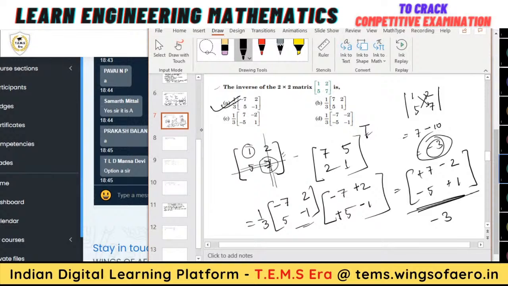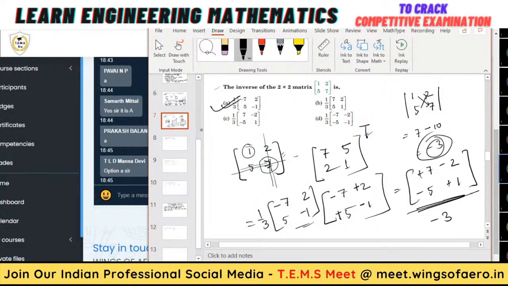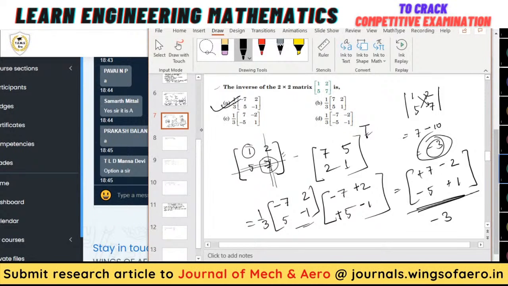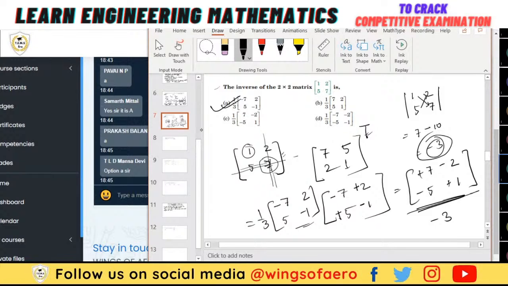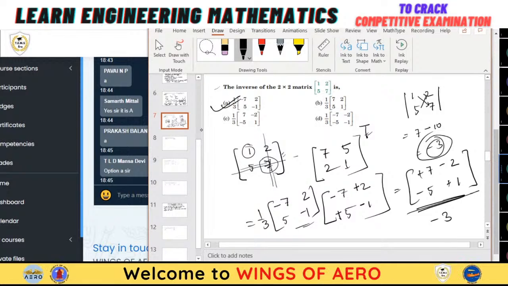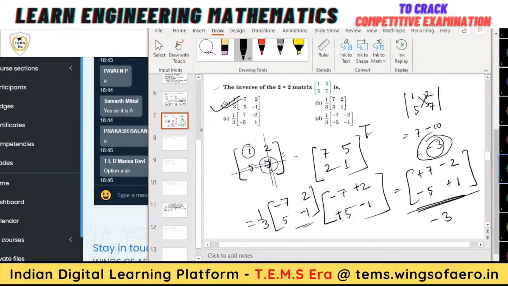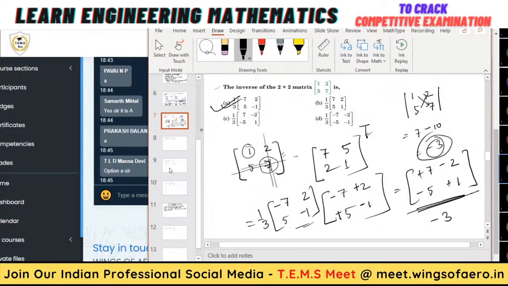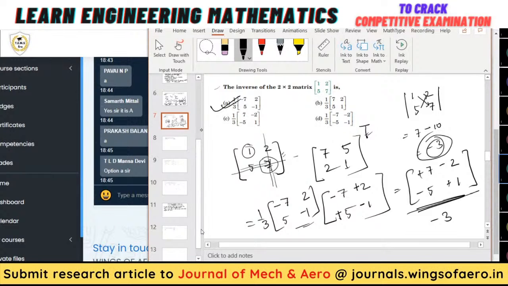Sir, why should we not assign the signs before taking the transpose? Basically, the cofactor is minus 1 raised to the power i plus j, row i and column j. So the sign should come at this point, when you get 7 5 2 1, and then after taking the transpose, it should be option C, right?